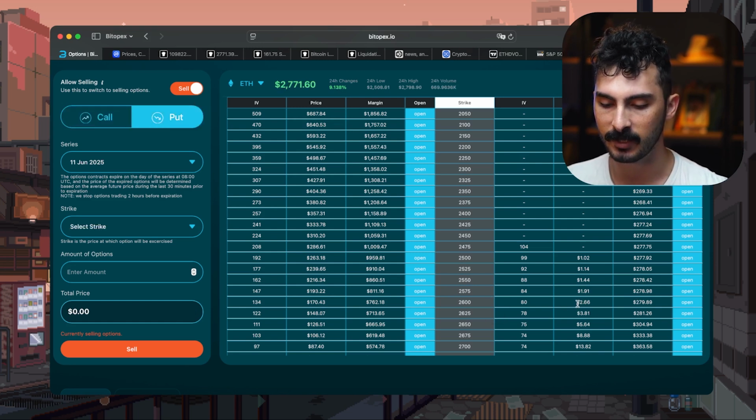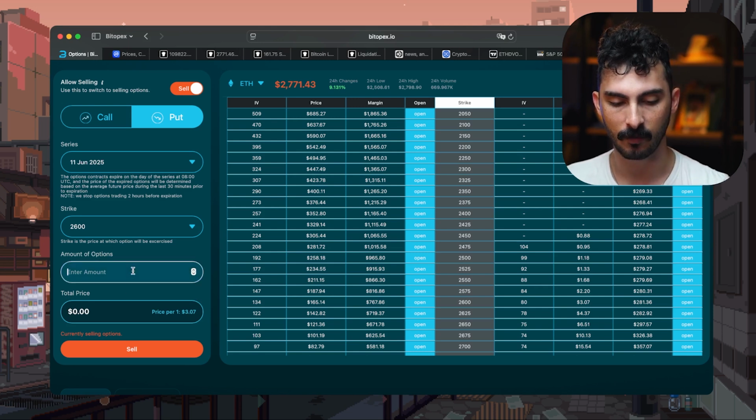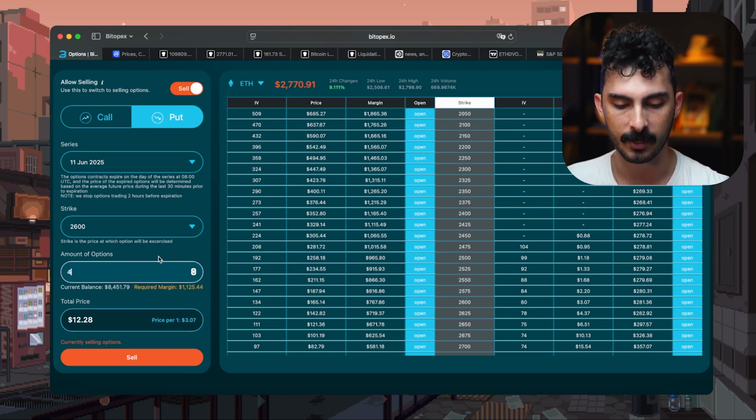Bam, you can already see some information that one contract is costing 2.66. So this is how much I'm going to make. And this just updated. Now it is 3.07. So if I go right here and I put, for example, 4, I know that I'm going to need a margin of $1,125 for 4 contracts, and I'm going to get paid $12.28.